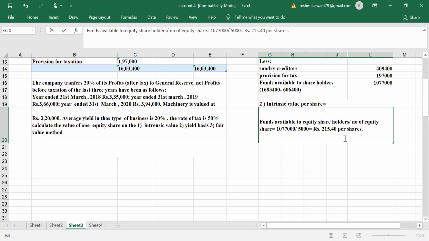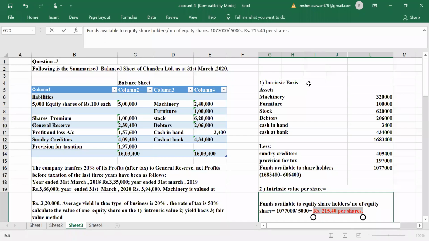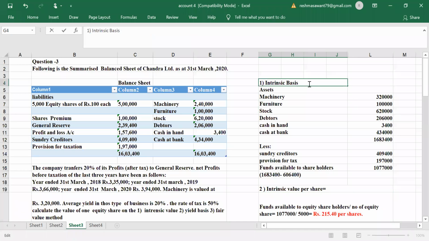So this is the first calculation, or you can say your first amount, for the intrinsic value method. How did you calculate it? Make sure that when you calculate it, it is easy to understand. First, calculate the funds available to equity shareholders.